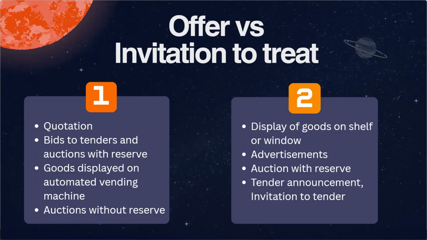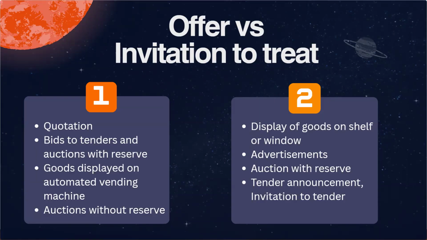An offer is open to be accepted, and once accepted, it creates an agreement, and then that agreement could be enforceable or not depending on other elements. Otherwise, an invitation to treat is not open to acceptance, and we cannot accept it, and it doesn't create any contract. So, for example, when we see some goods in a window or on a store shelf, it doesn't mean that you can just take that and pay and then you get that.